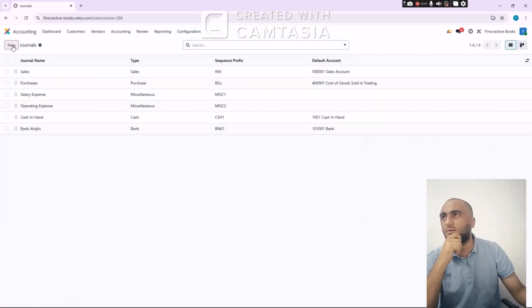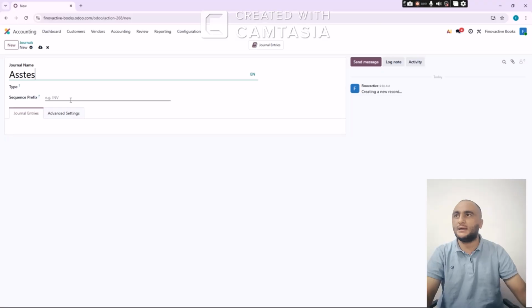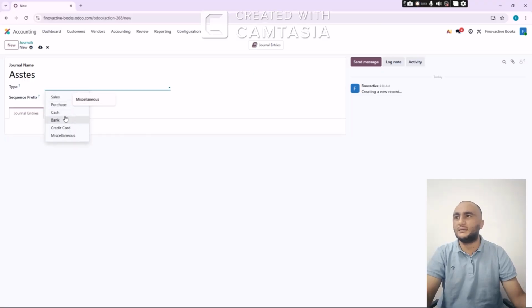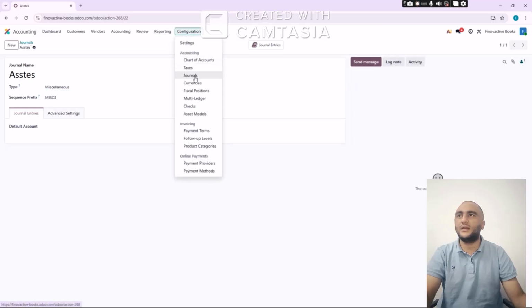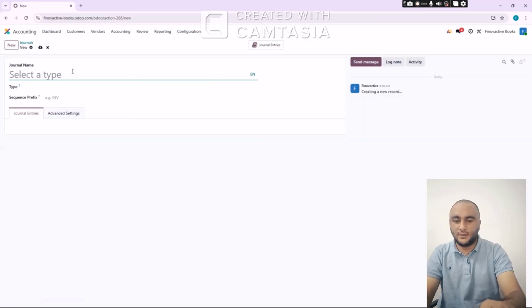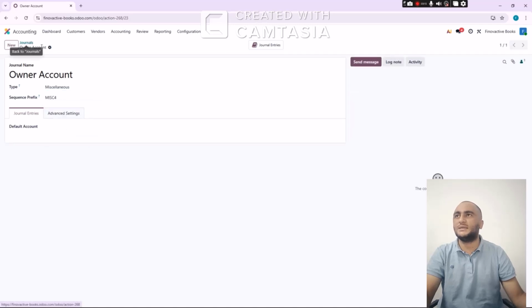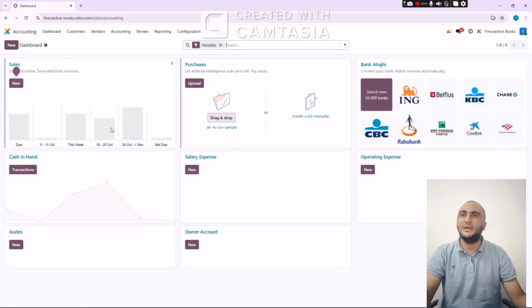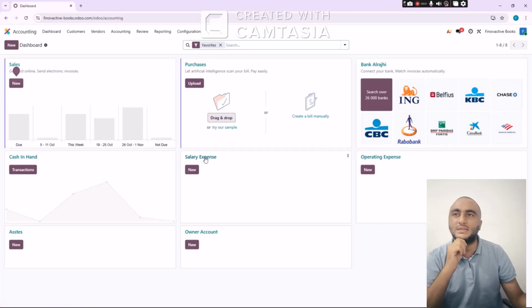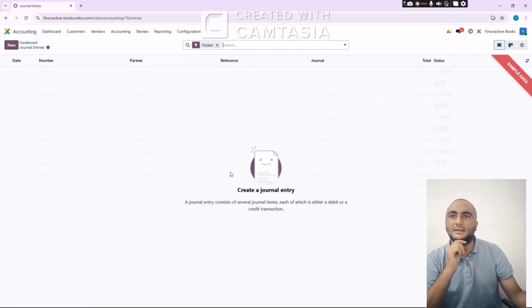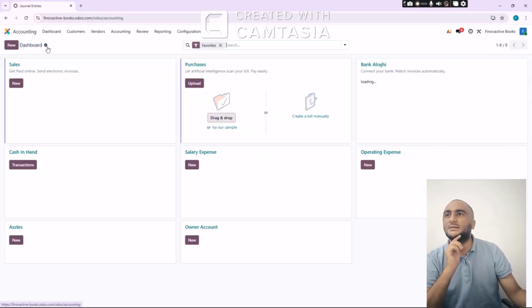In journal, we have to add. I want to enter assets separately and want to maintain assets separately. Also, I want to manage investment or owner account separately. If you have to manage your accounting very precisely, very efficiently, you have to create everything in a separate journal so you can track expenses. Like if you want to track salary expense, you open it, you will have all the salaries listed here, the total amount will be listed here, so it will be easy to manage this way.